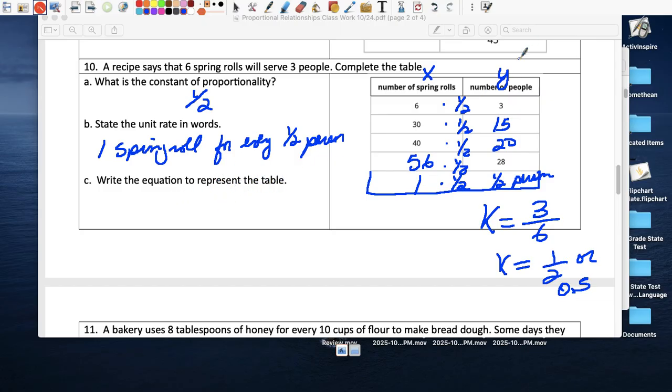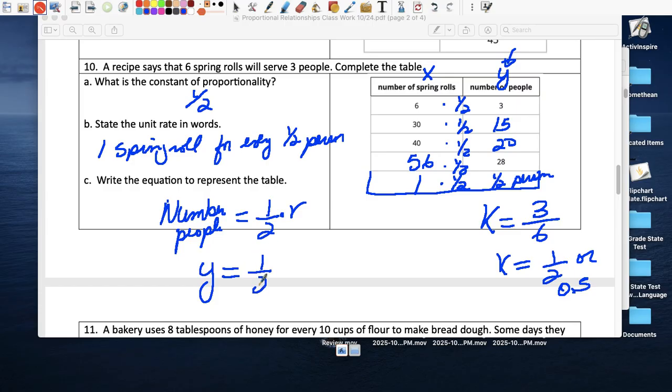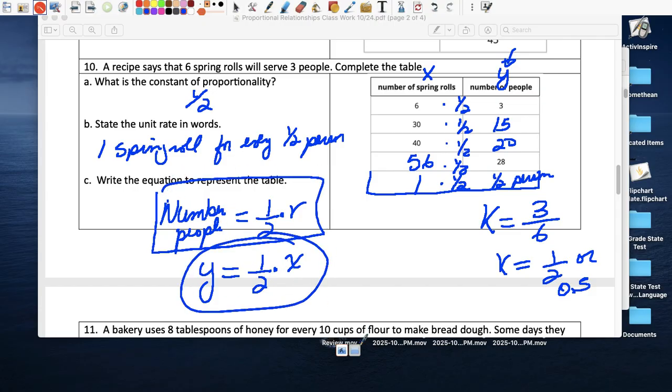So if I want to find, and we always start with the y column on the right, the number of people, if I want to know how many people I can bring to the table to feed the spring rolls, what did I do over and over? I multiply half times the number of spring rolls, and let's call it r. So you either wrote the equation like this, or if you want to use y and x, to find the missing number in the y column, you did half times whatever x was. This is more specific, and this is the generic one. Okay.